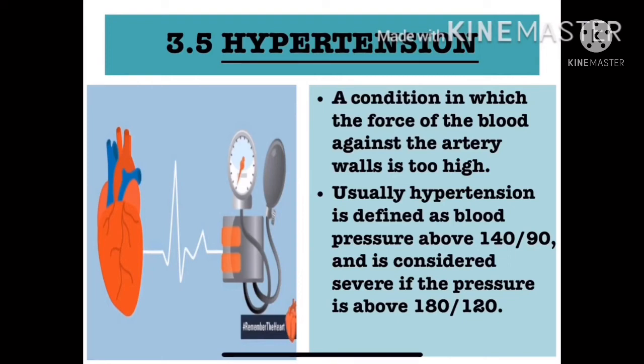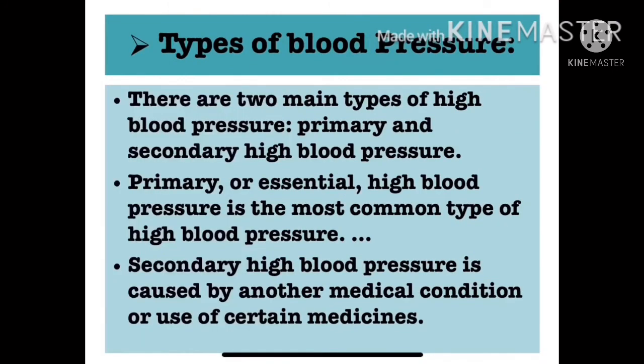Hypertension is a condition in which the force of the blood against the artery walls is too high. Usually, hypertension is defined as blood pressure above 140/90 and is considered severe if the blood pressure is above 180/120. There are two main types of high blood pressure, that is primary and secondary high blood pressure.